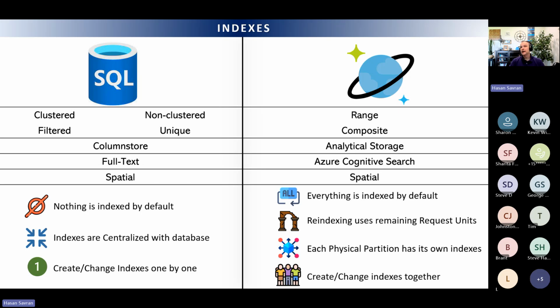Because of that, it might sometimes take a long time, especially if you have a lot of data. It might take a long time for the reindex to complete in Cosmos DB. So what you can do is scale up before the reindex, and scale down when it's completed. That's an option you can do for Cosmos DB.